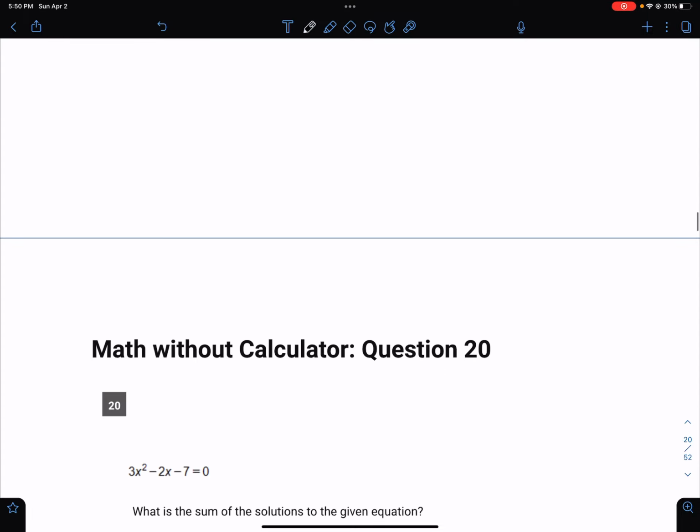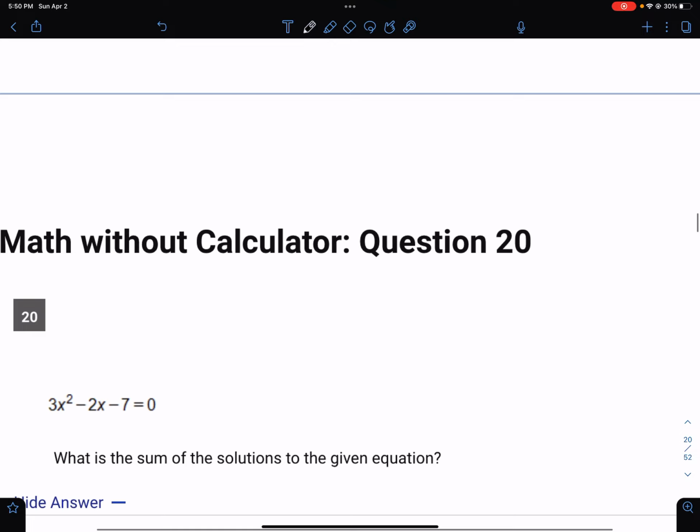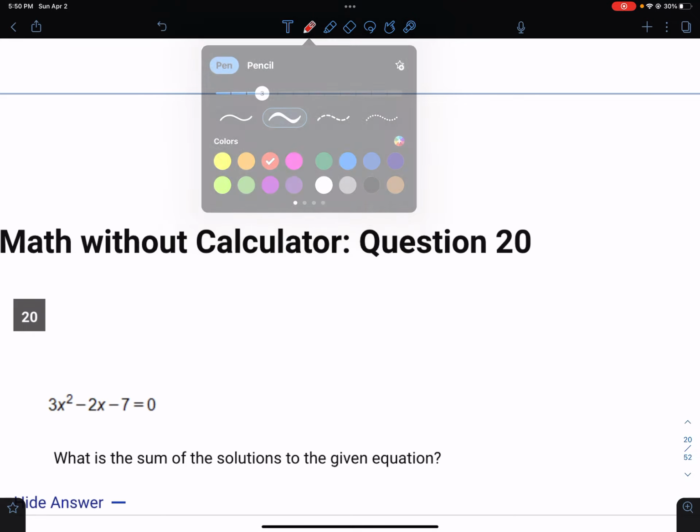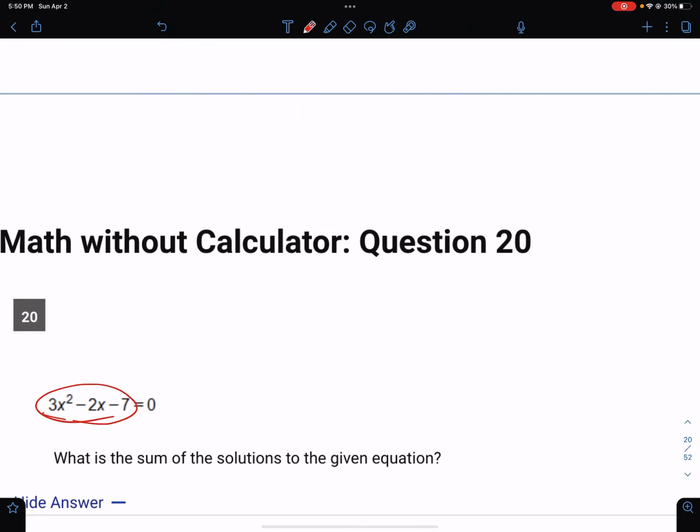Yep. Come on down. Last question on the non-calc. I think we're doing well so far. Let's not screw it up. This is a quadratic, and I don't think it's factorable. 7 and 3, I don't think it's factorable. I'm just going to do quadratic formula.